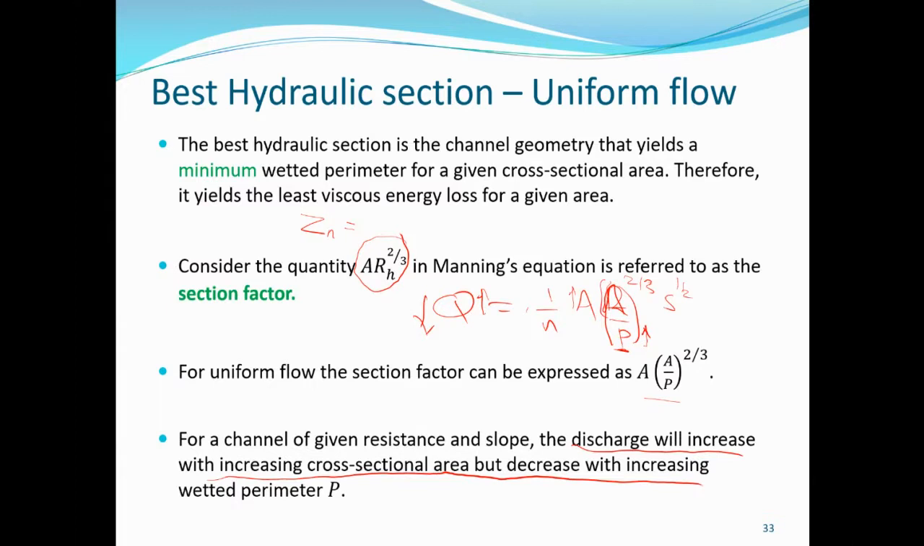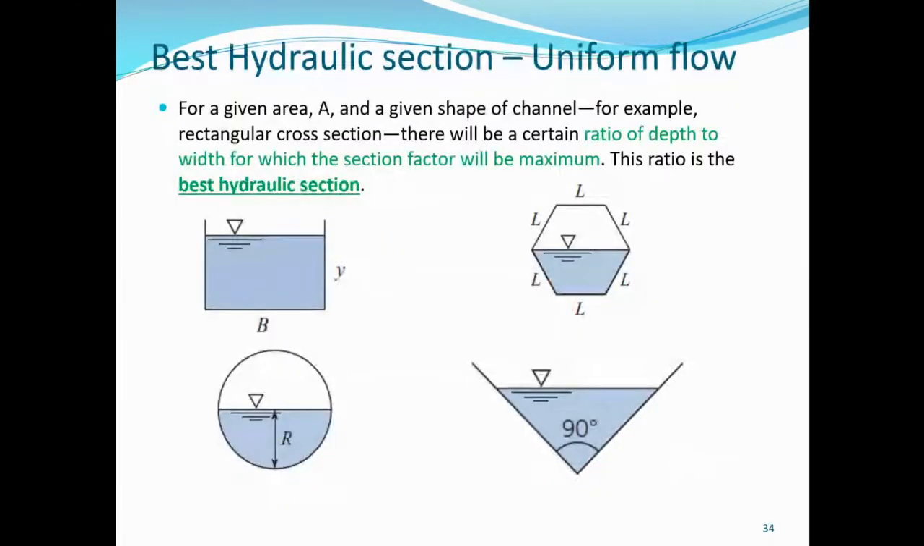And we don't want to decrease the discharge, so we need to minimize the wetted perimeter to make it the barest minimum, because once it increases, the discharge will decrease. Okay, so that is the conceptual idea behind the best hydraulic section.